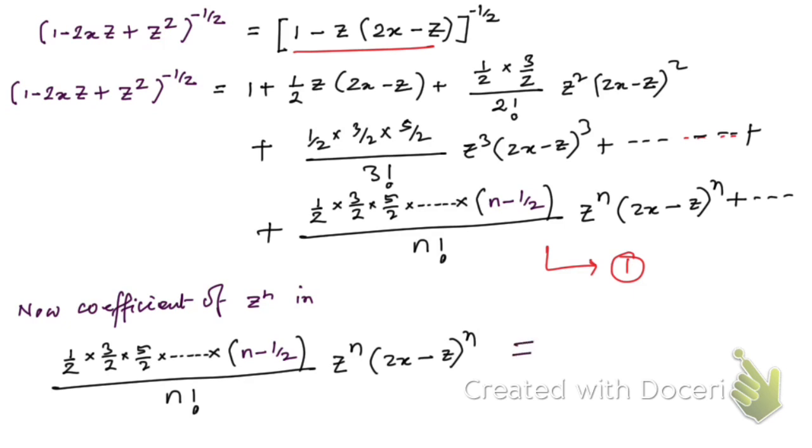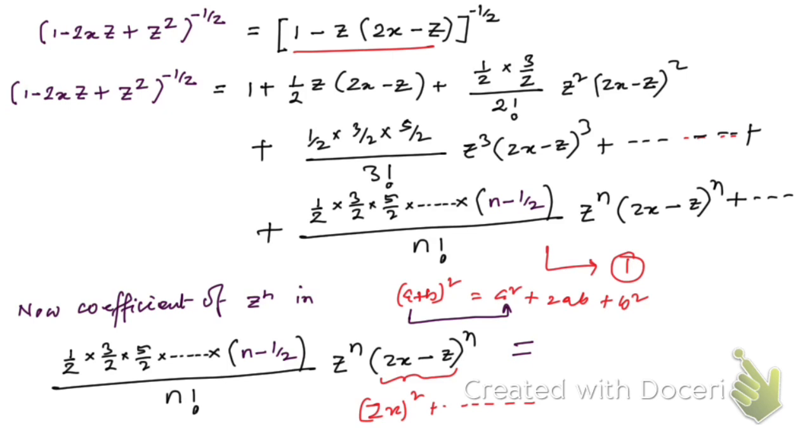Now the coefficient will be equal to, let me show you something. If you expand this binomial, then you will get the first term (2x) whole to the power n. Then you are going to get terms containing z. Like when you expand (a plus b) whole square, you get a square plus twice ab plus b square. Now if you see this interesting pattern, the first term we have got is a square, and in the remaining terms we have b, right?